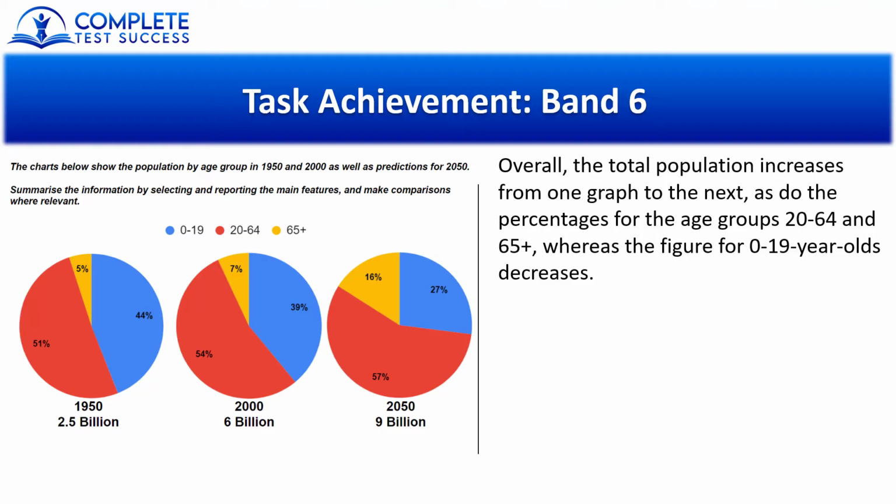Overall, the total population increases from one graph to the next, as do the percentages for the age groups 20 to 64 and 65 plus, whereas the figure for 0 to 19-year-olds decreases.